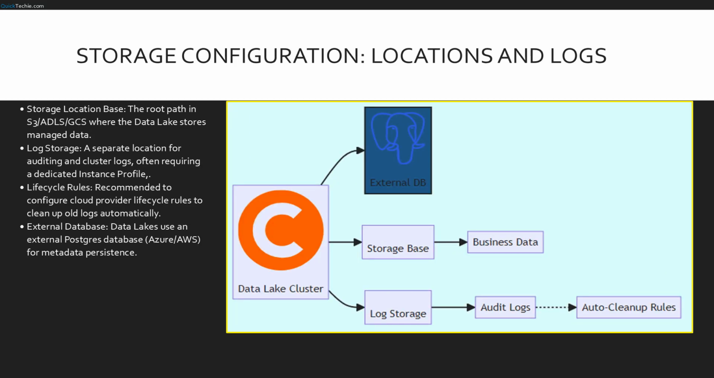The data lake relies heavily on external cloud resources. During creation, you must define a storage location base. This is the bucket and path where the Hive warehouse directory will live. Distinct from this is the log storage location, used for archiving audit logs and service logs for troubleshooting. It is a best practice to set up lifecycle rules on your cloud provider to delete these logs after a set period, such as 7 days, to save costs. Additionally, the data lake automatically provisions an external relational database, like RDS or Azure Database for PostgreSQL, to store the persistent metadata for Hive and Ranger.